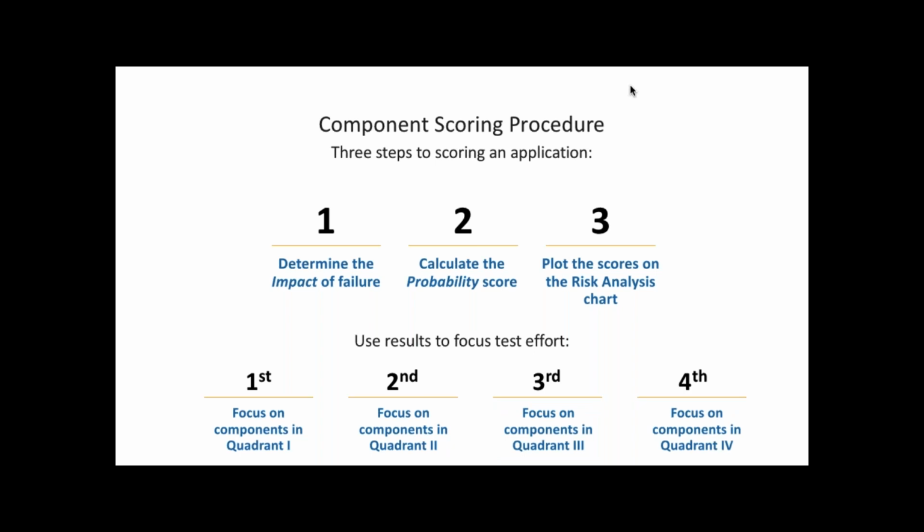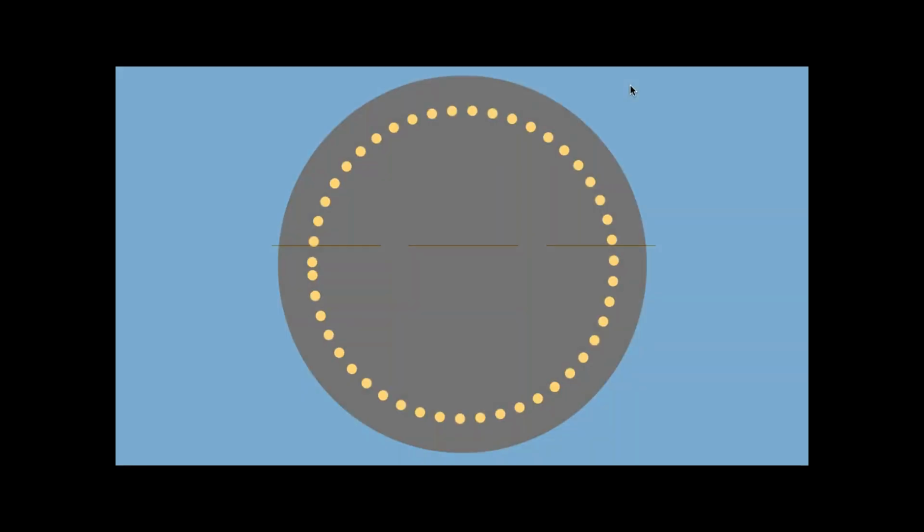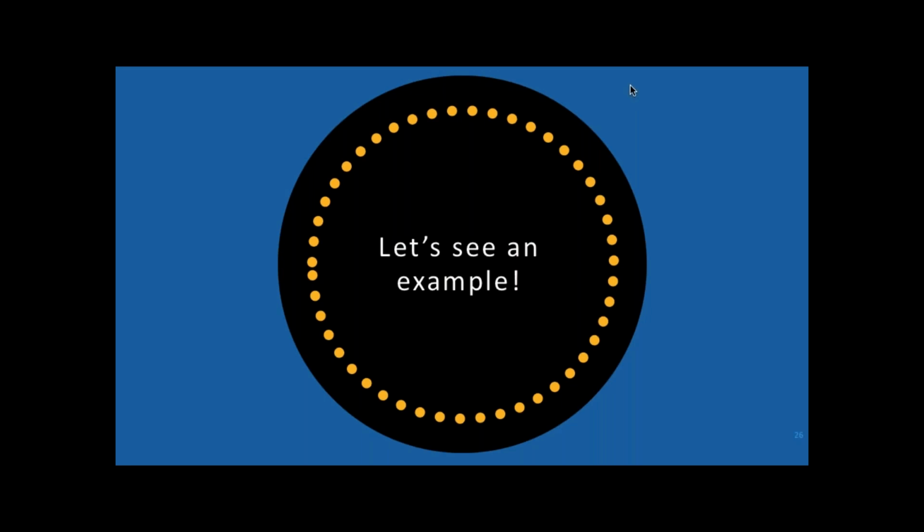And actually, and I apologize, a slight mistake there, because we're going to plot our highest impact, highest probability in fourth. So when it comes to executing, we're actually first going to execute those tests that are in quadrant 4. So let me show you an example.